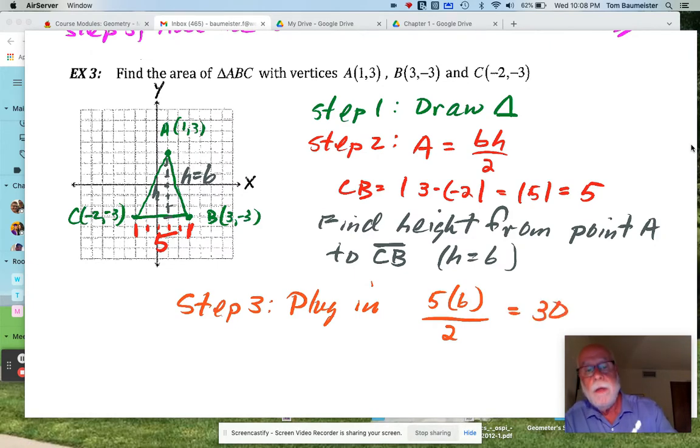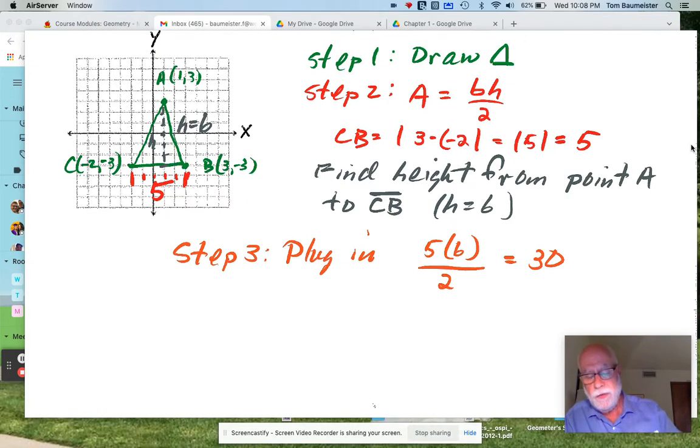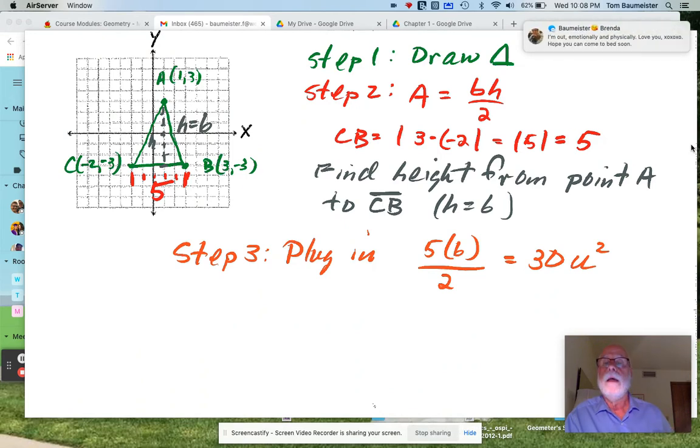And remember, area is always squared. So even though they didn't give us any units, we're going to say units squared. If they were to give us centimeters, it would have been centimeters squared. Feet, feet squared, etc., etc. Remember, area is always squared. We'll see when we get to volume. Volume is always cubed. All right, that is it. I am done, and thank you.